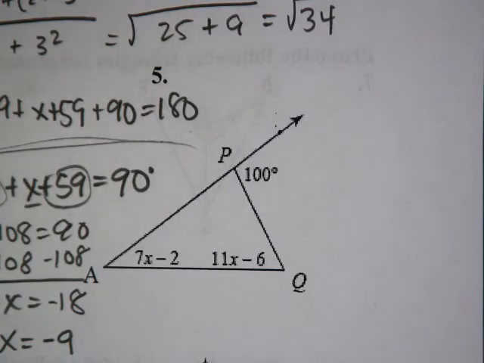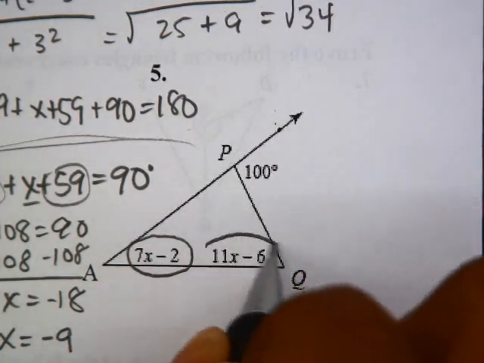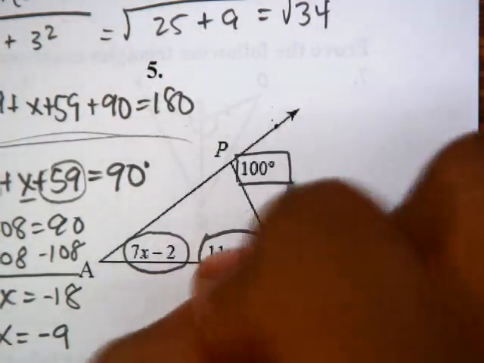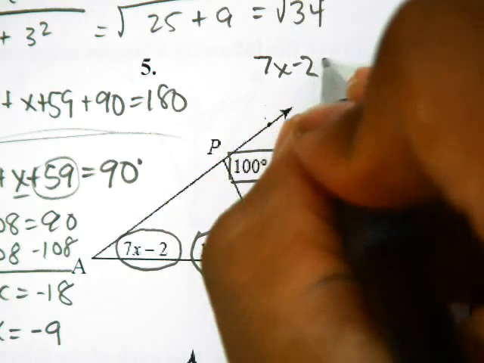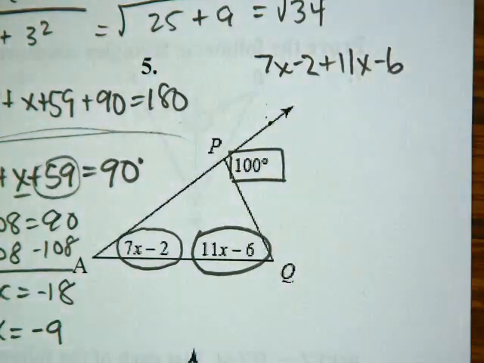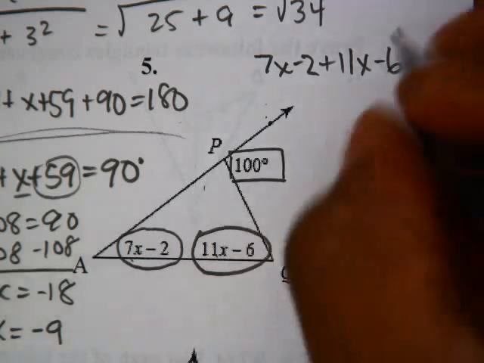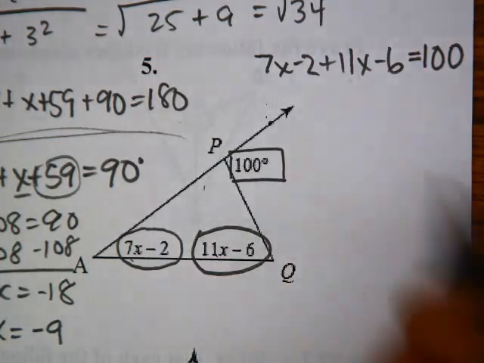In number 5, I'm going to need to use the exterior angle theorem, which says the two remote interior angles should add up to equal the opposite exterior angle. So in this case, the 7x minus 2 plus 11x minus 6, these two interior angles have to add up to equal this one on the outside. It has to add up to equal 100 degrees.